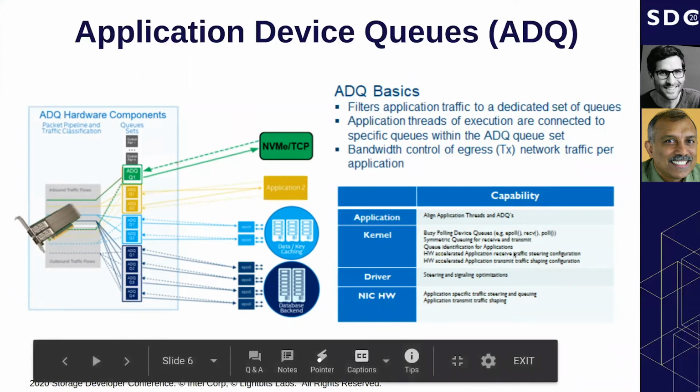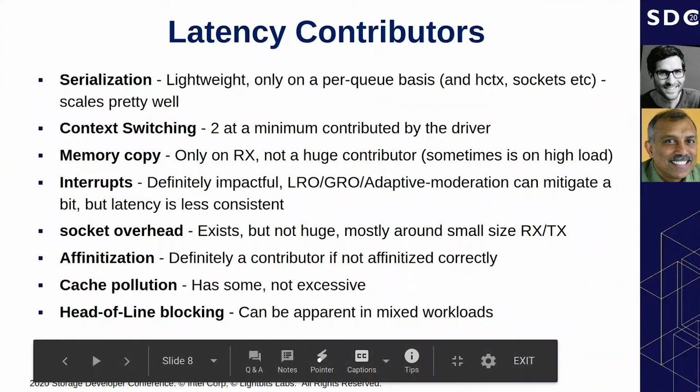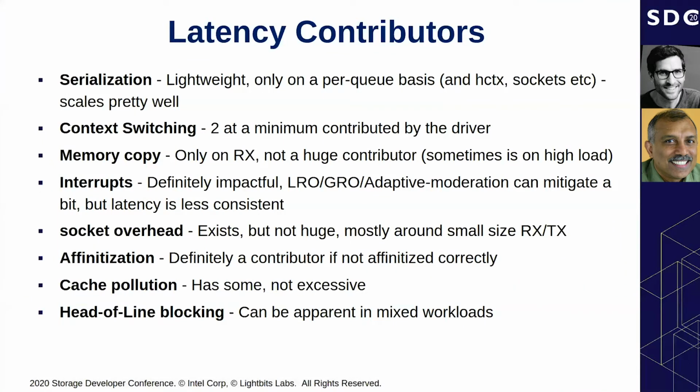Okay, so let's take a step back for a second and talk about the possible latency contributors. If we want to have a low latency aspect, look at the I/O lifetime and let's look at what components can contribute to this latency. So first of all, serialization in general. In NVMe TCP, it's pretty lightweight. It's only on a per queue basis, which means it has its associated HCTX or hardware context and its associated socket, but it scales pretty well. So that's not a big issue.